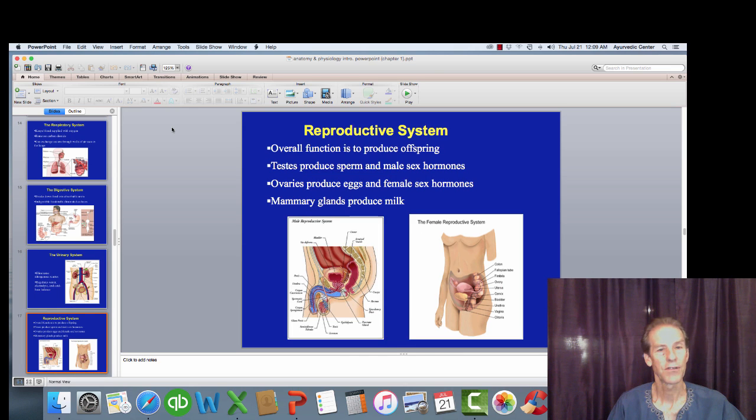The reproductive system, overall, is to produce offspring. The testes produce male sperm and male hormones. The ovaries produce eggs and female hormones. The mammary glands produce milk.